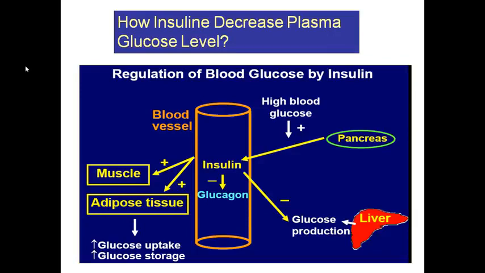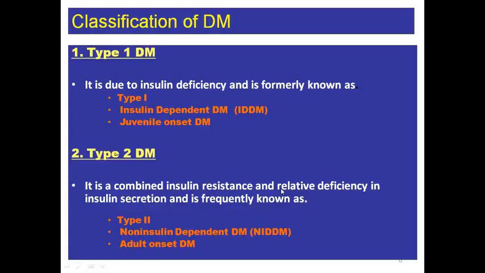So whenever there is high blood glucose level, the pancreas will cause the release of insulin, which will inhibit glucagon and tell the liver to stop producing glucose, while on the other hand it will ask the muscles and adipose tissue to take up the glucose, and this in turn will reduce the blood glucose levels.